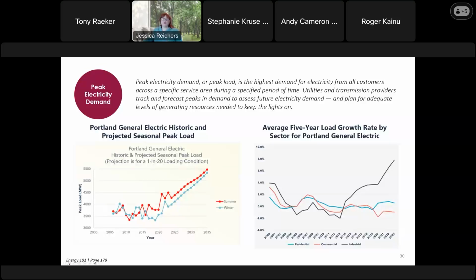And we also see a general trend in overall load demand, which is resulting from the growth of new chip manufacturing and data centers in Oregon. And while that increases our overall load, when you increase the overall load, that pushes the peak load even higher. So you can see that reflected in the chart on the right, which shows Portland General Electric's industrial sector load growth as the black line there that is going up quite rapidly since about 2013, 2014.